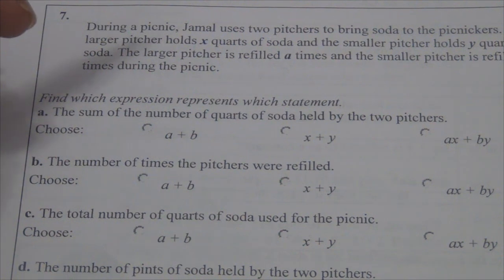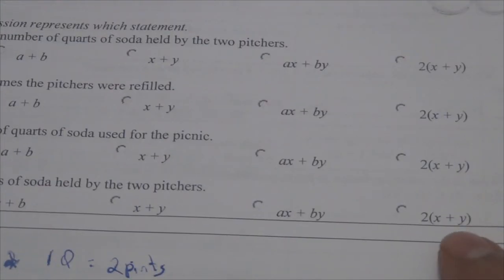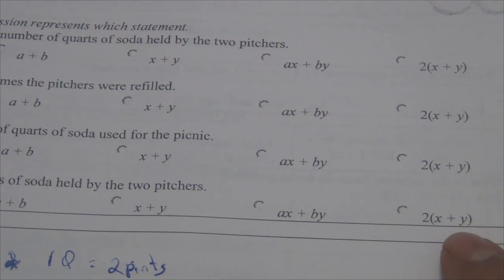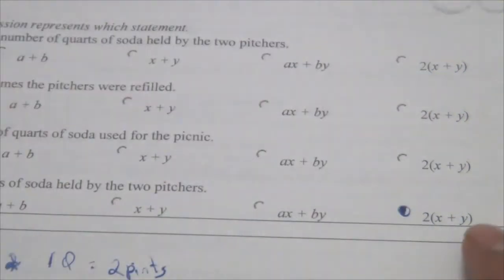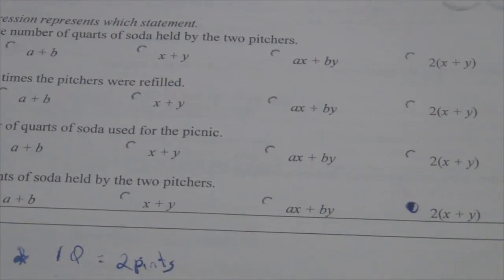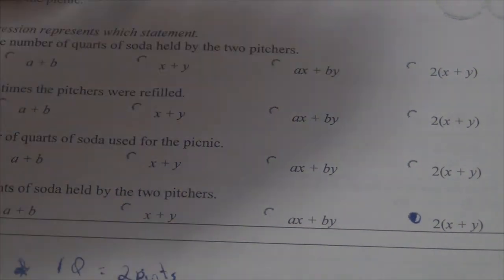So the two pitchers can hold x plus y, right? The two pitchers can hold x plus y. And we're talking about pints, so then it's 2 times x plus y. Man, this was difficult. All right, but we got it. Let's go on to the next page.